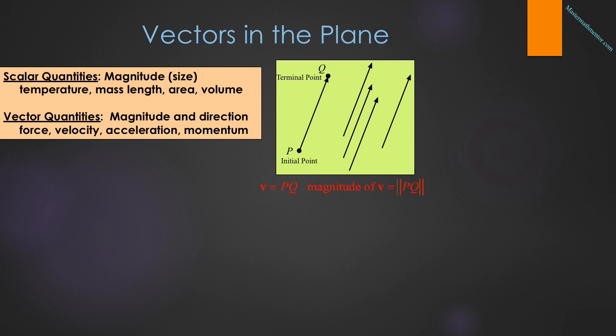Two directed line segments that have the same magnitude and direction are called equivalent. Vectors that have the same direction are parallel. So in the figure, all the vectors to the right of PQ are equivalent.